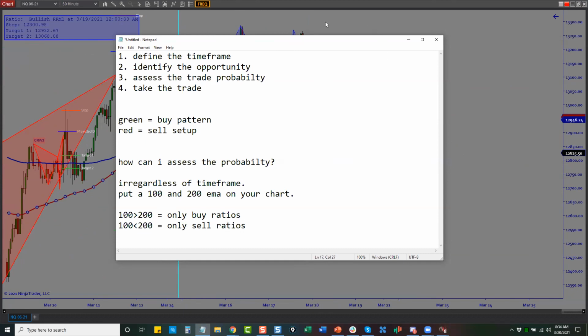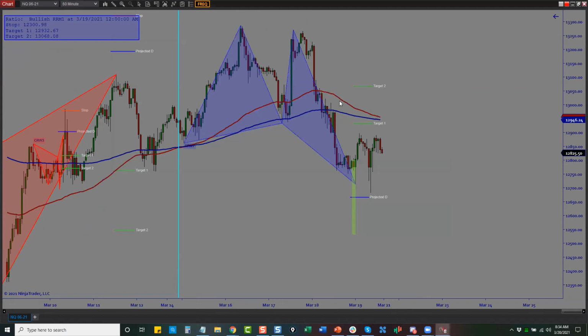Right now we can see that the 100 is above the 200. The 100 is the red, the blue is the 200. So that means if I had a short ratio on my scanner in here, I wouldn't want to sell it. I'd only want to buy it, which is why this one came up here.